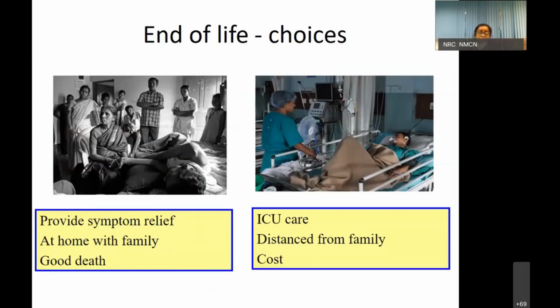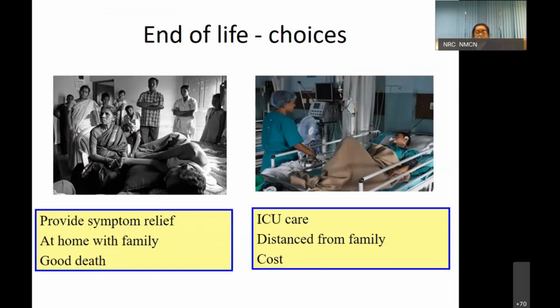Firstly, you as a clinician have to develop a conviction that if there is a terminally ill patient dying of a chronic illness, we'll talk about acute illnesses or acute incidents later on, and the family is mentally prepared, then at home with family, with a lot of touch, it's a good death.